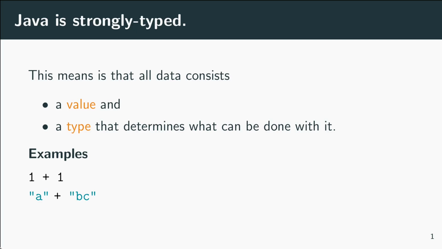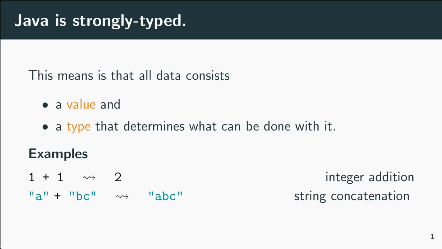For example, compare 1 plus 1 to "a" plus "bc". In the first example, the plus is interpreted as integer addition, so this expression will evaluate to the integer 2. In the second example, the plus is interpreted as string concatenation, i.e. you just write these strings one after the other. So "a" plus "bc" is interpreted as "abc".